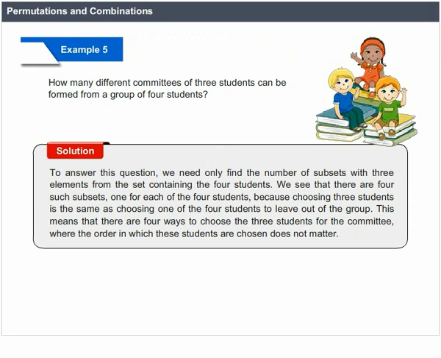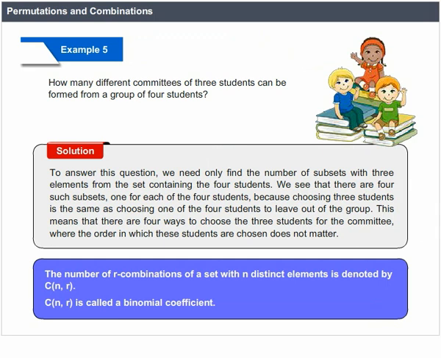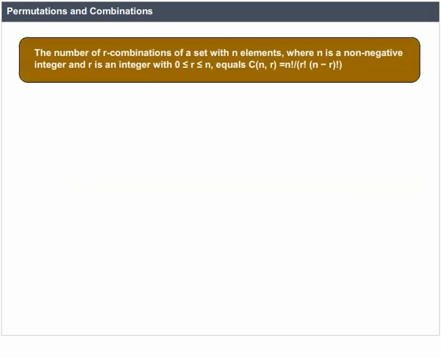The number of r-combinations of a set with n distinct elements is denoted by C(n, r). C(n, r) is called a binomial coefficient.